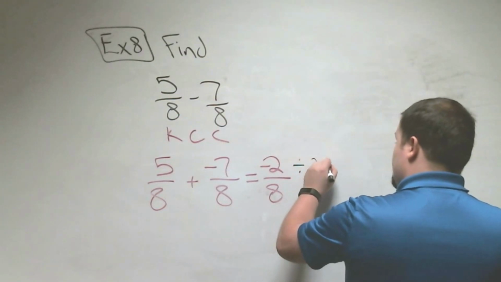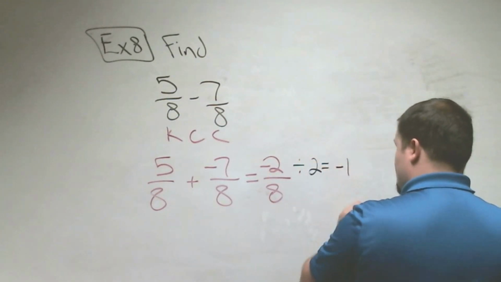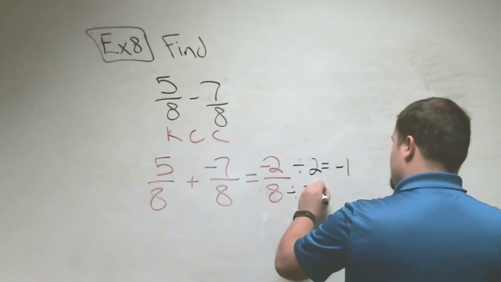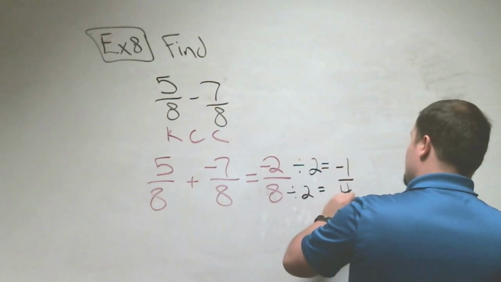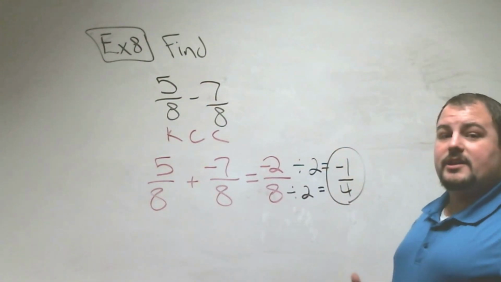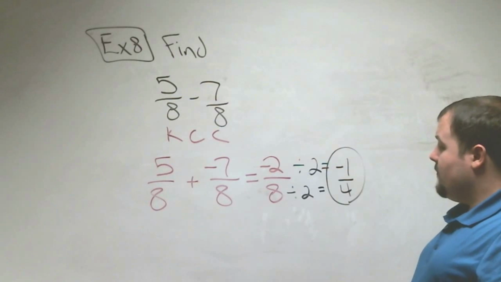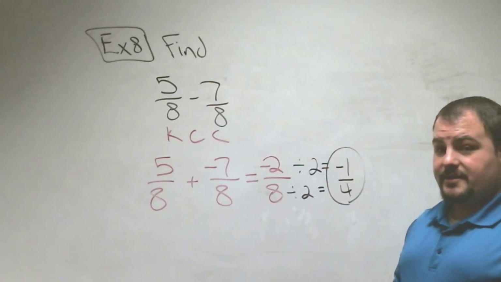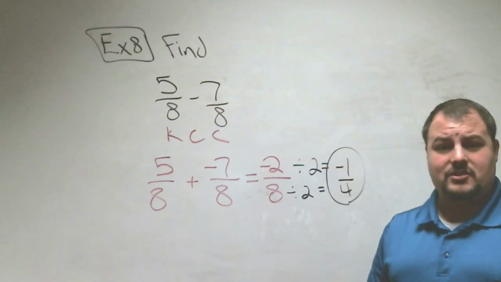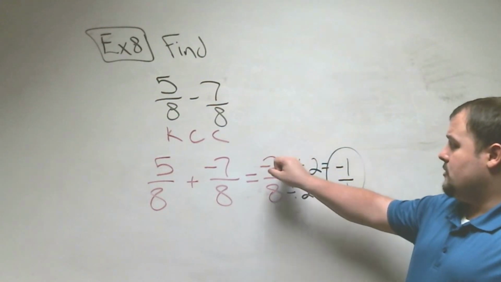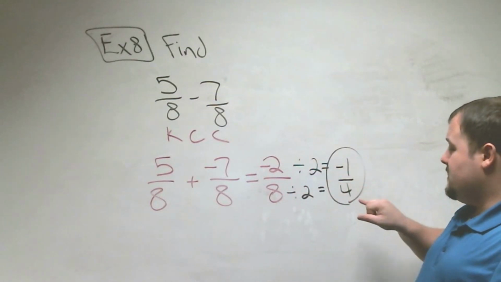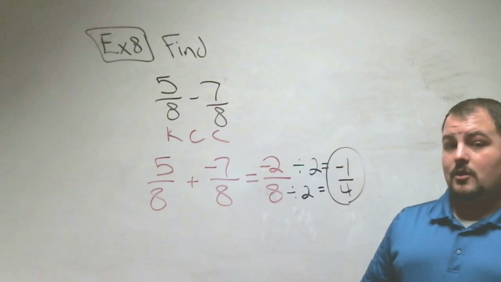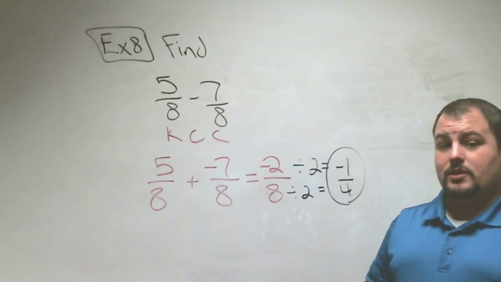So we divide by 2 on top. 2 divided by 2, that's negative 1 because it's a negative divided by a positive. 8 divided by 2 equals 4. So our final answer is actually negative 1/4. Because we divided by 2 over 2, and 2 divided by 2 is 1, when we divide by 1, we don't actually change the fraction. So negative 2 divided by positive 2, that's negative 1. 8 divided by 2, that's 4. So this is pretty much how we do these types of problems.